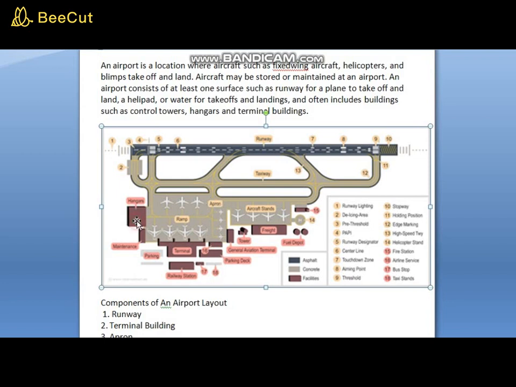Aprons. Then hangars. This is also important. Hangars are for aircraft maintenance. Instead of keeping the aircraft in the sunlight, they are kept under tin shades. If there is any repair, it will be done in the hangars. Terminal buildings we have. These are nothing but important components of an airport. Now let us see the important components in the airport layout.